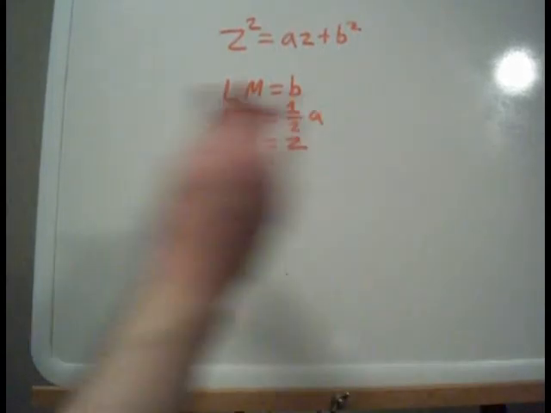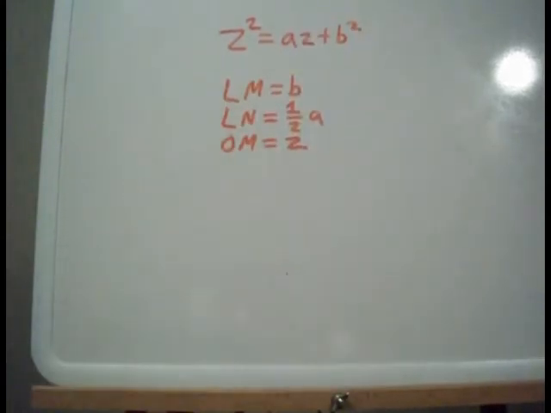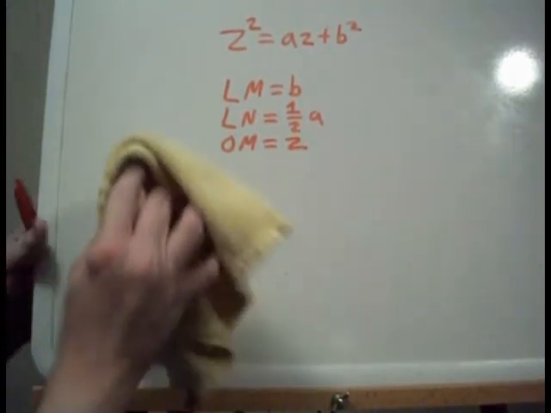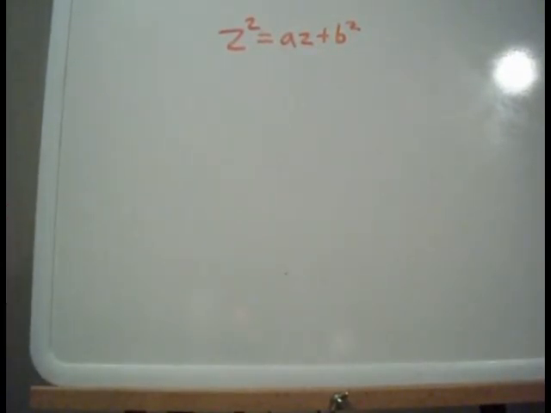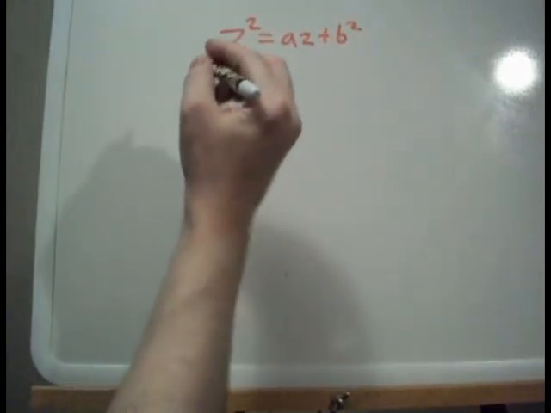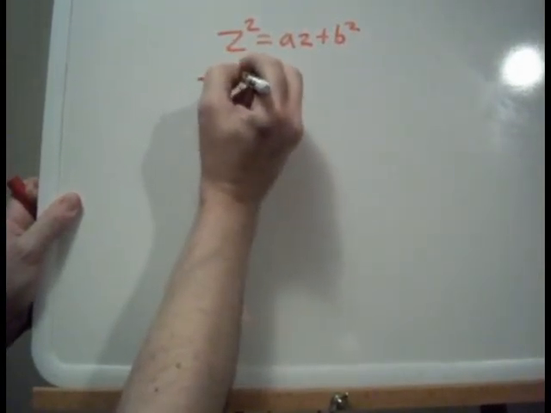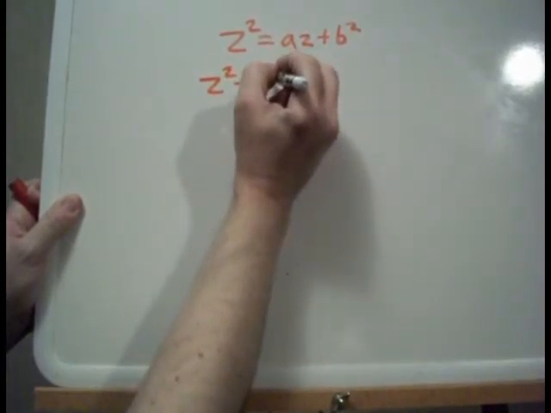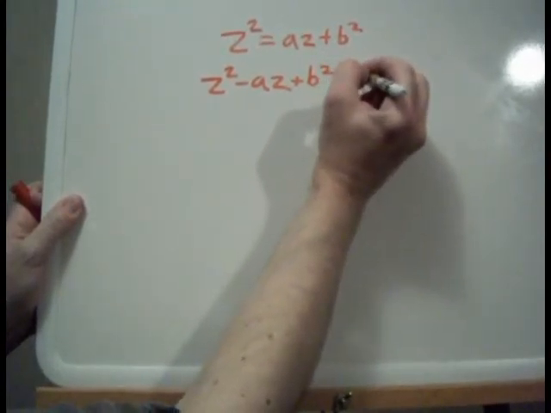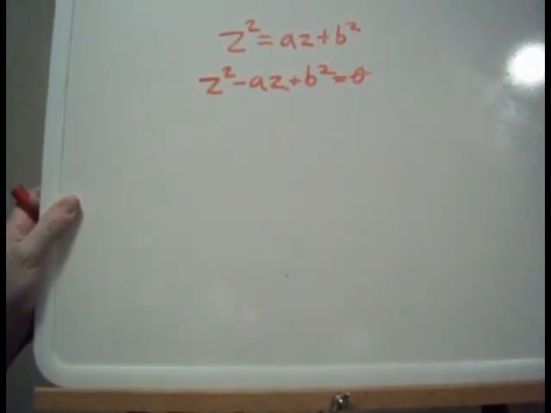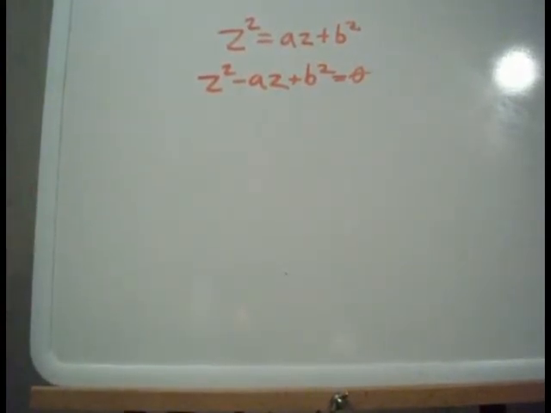Alright, so now we know what all these letters represent. But this doesn't look like the quadratic formula. Well, gee, we got to make it into the quadratic formula. I don't blame you. Let's do it. Let's get rid of that. Alright, so let's put all the terms on one side. Does that look like a quadratic equation to you? You bet.